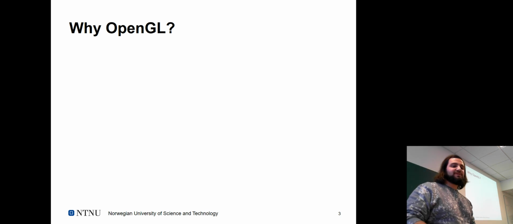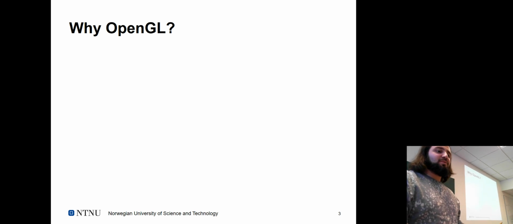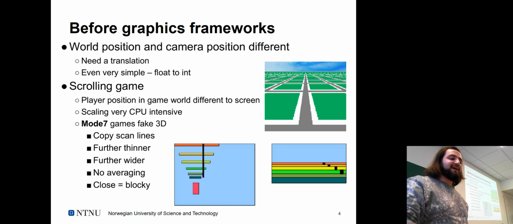the steps and procedures. Okay, before getting to OpenGL, what was the timeline? Let's start chronologically. How did we get to modern graphics and OpenGL?